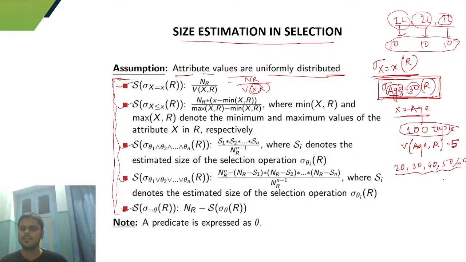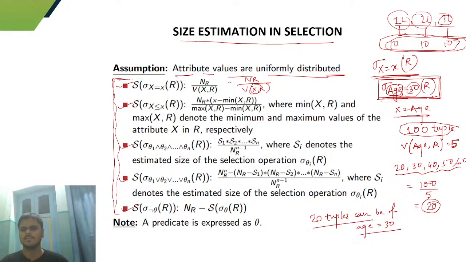This is pretty straightforward. If you have 100 tuples and the number of distinct ages possible is 5, and obviously you have a uniform distribution, which is very important, then you can expect that age equals 30 is nothing but 20 tuples. So 20 tuples can be of age equals 30. This is the possible scenario. Okay, so this is the first case.